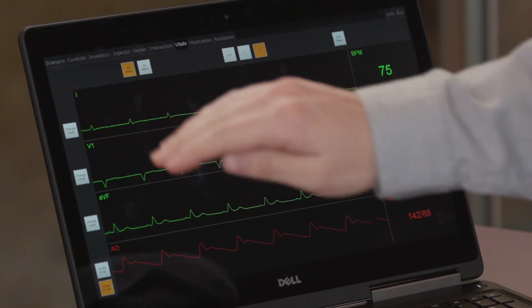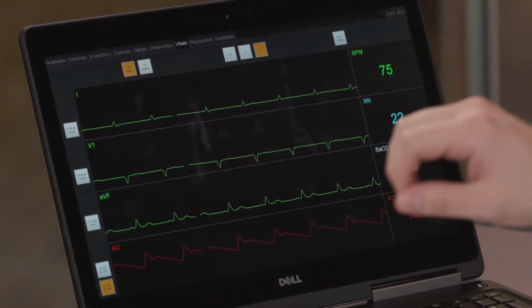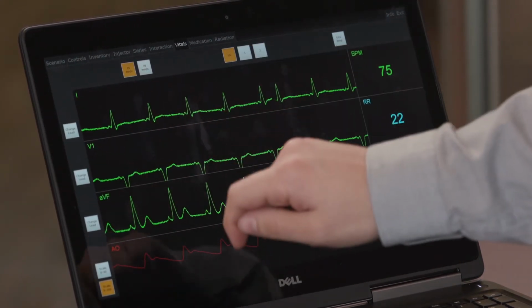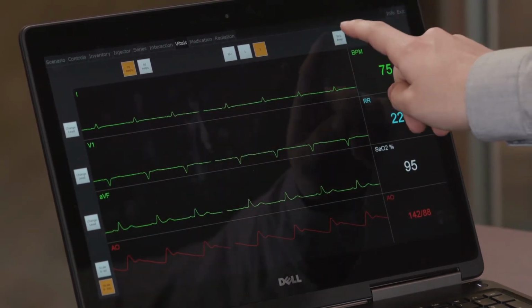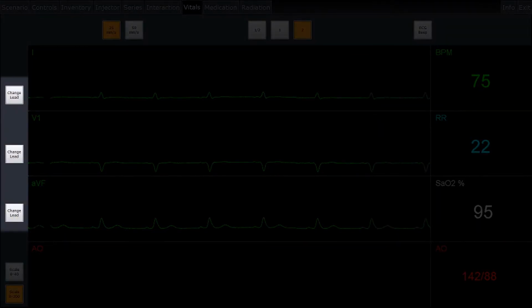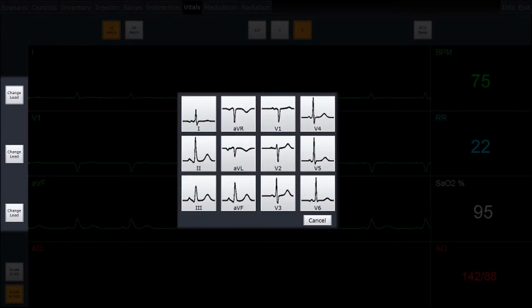If we look over here at the top of the screen, we have quite a few buttons. We've got the rate at which the ECG peaks form. We've got the scale of our ECG as well. And then we also have our ECG beep. I can also change the lead readout by hitting Change Lead over here on the left side of the screen, giving me a couple of other different options.